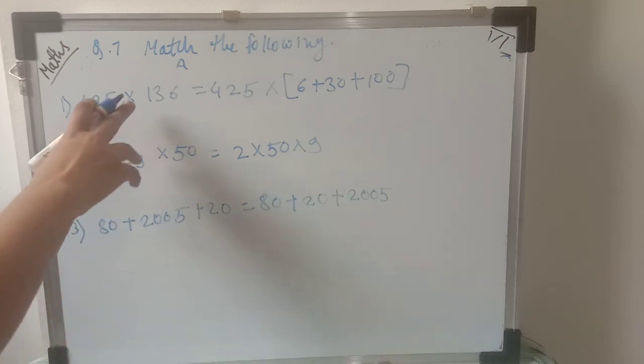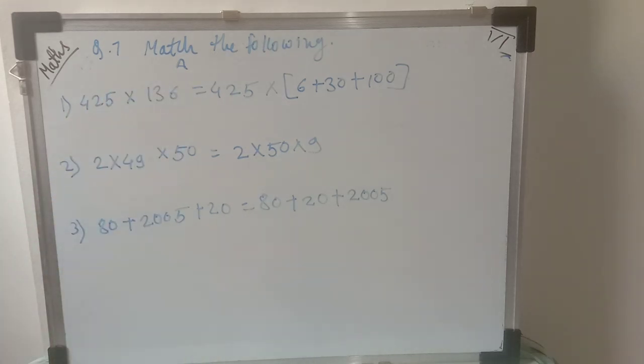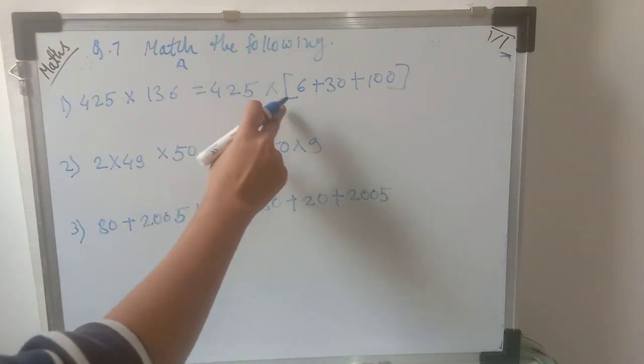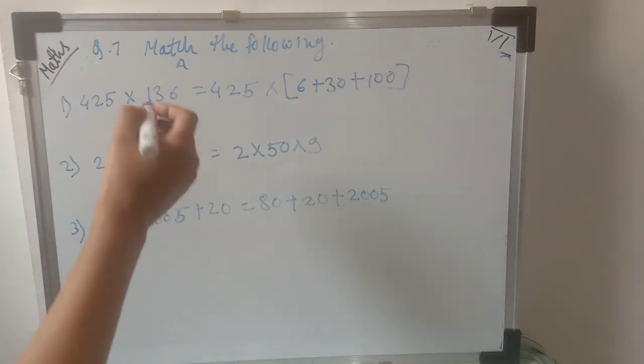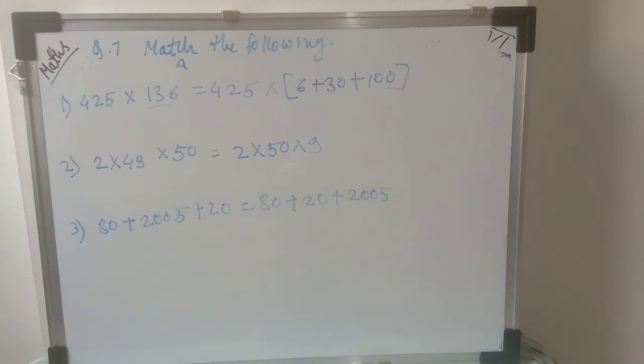Okay, so here in column A, the first equation is 425 multiplied by 36 is equal to 425 multiplied by (6 plus 30), that is the same thing, that is 136. That's why the equal to sign is there. So we have to find out which property that is. Column B is filled with the properties. We have to find out for each equation which property it is.